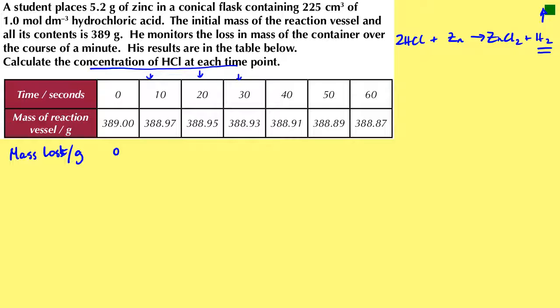So at 10 seconds we started off with 389.00, take 388.97, so we have lost 0.03 grams after 10 seconds. And you could do the same for each of the time points up to 60 seconds. So now we've got mass lost. And as we said before, that mass lost is the amount of hydrogen that has escaped. So why don't we work out the number of moles of hydrogen that has escaped. And so we're going to use moles equals mass over Ar or Mr to find our moles.